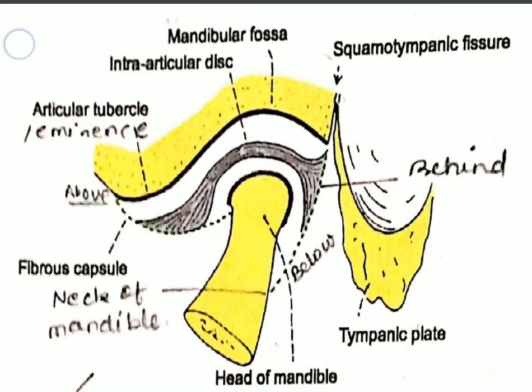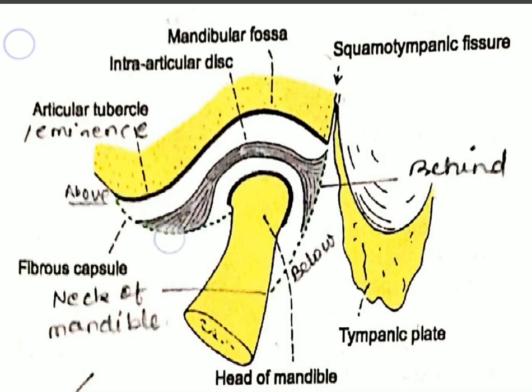With this figure, we will try to understand the attachments of the fibrous capsule. We'll try to identify the parts we have already seen previously. This is the articular tubercle. This is the mandibular fossa. This is the tympanic plate, the posterior non-articular part of the TM joint. This is the head of the mandible. This is the neck of the mandible. In between is the articular disc.